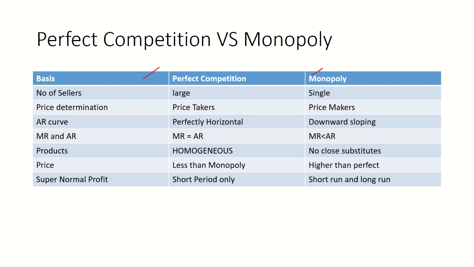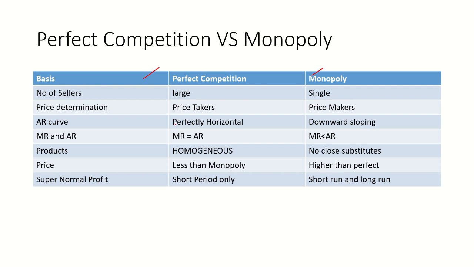And in the perfect competition the AR curve is perfectly horizontal because they can sell as much as they want, but in the monopoly it is downward sloping because if we increase the price we will lose the demand and the people will not buy the things, so it is downward sloping. And in the perfect competition, the marginal revenue and average revenue are always the same, but in the monopoly the marginal revenue will be less than average revenue.